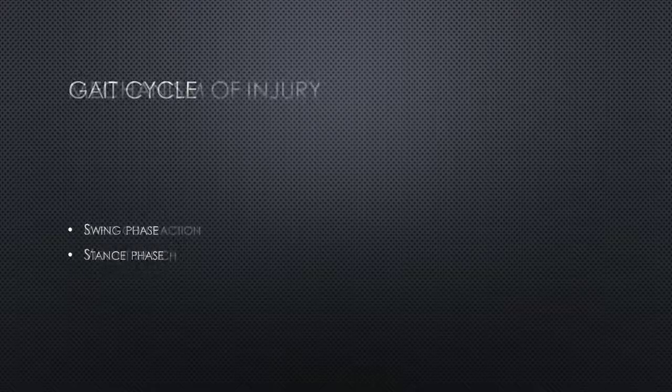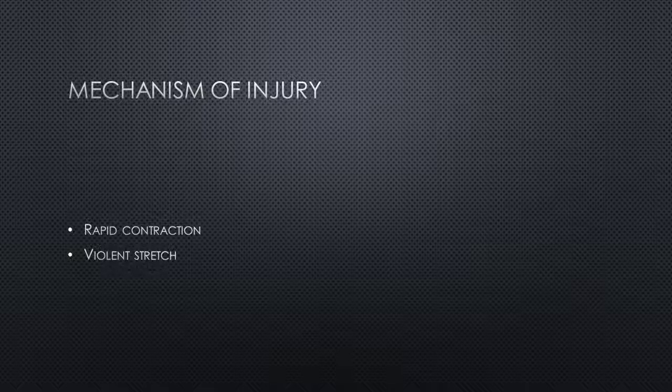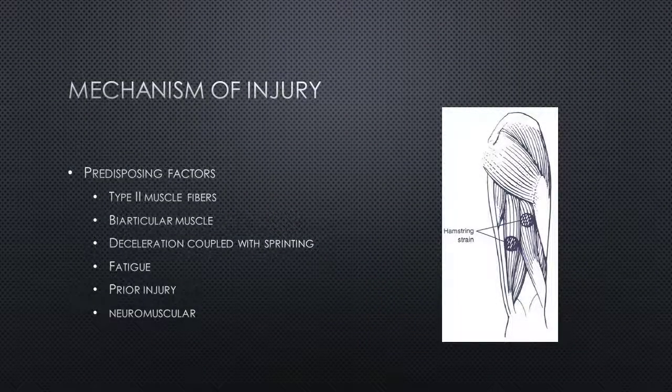risk there as well. The mechanism of injury for a hamstring strain includes a rapid contraction during ballistic action. There may be a violent stretch. There may be predisposing factors. Your hamstring is made up of more type 2 muscle fibers, which tend to generate high force levels. Your hamstrings are biarticular muscles, which we already know are going to be at increased risk for strains.